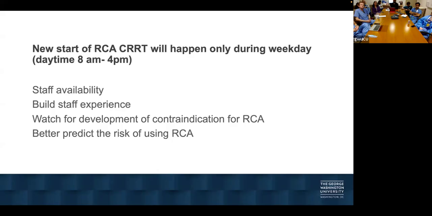So this is going to be only weekdays, 8 to 4. This is for staff availability, to build experience, and to watch for any concern about contraindication or to predict the risk of regional citrate anticoagulation. This is talking about initiation. If your patient is already on it, then they're already on it, but for initiation, we're going to start with this.